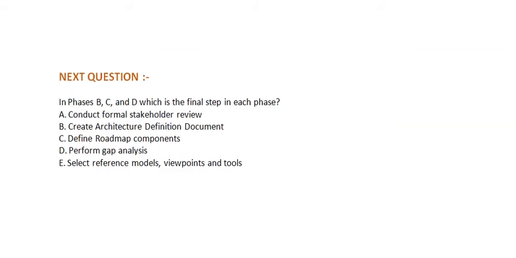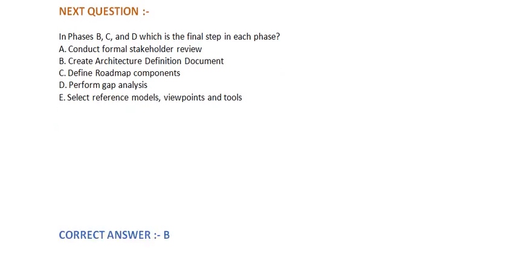Next question is, in phases B, C and D, which is the final step in each phase? Option A, conduct formal stakeholder review. Option B, create architecture definition document. Option C, define roadmap components. Option D, perform gap analysis. And option E, select reference models, viewpoints, and tools. The correct answer is option B.